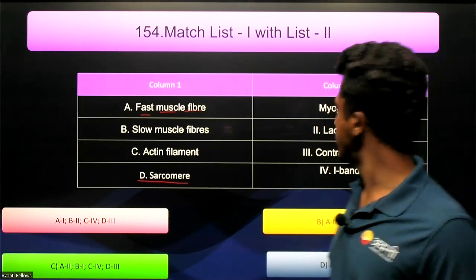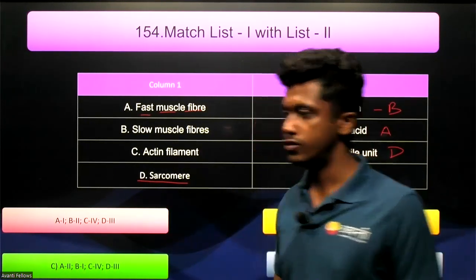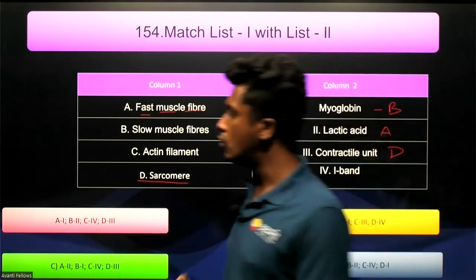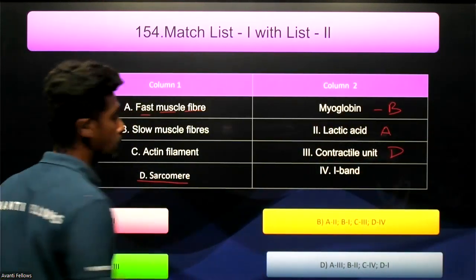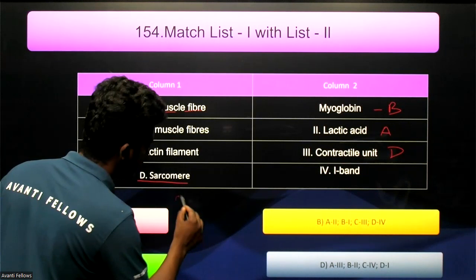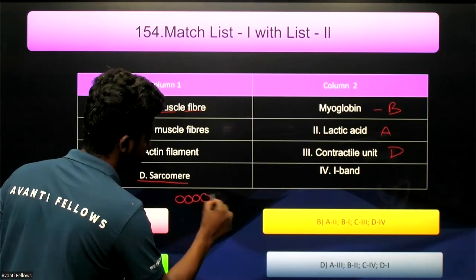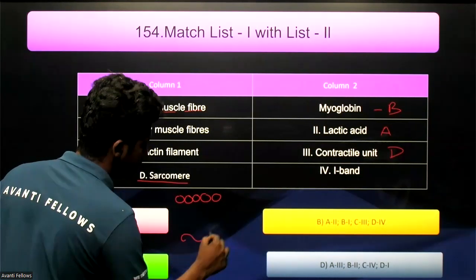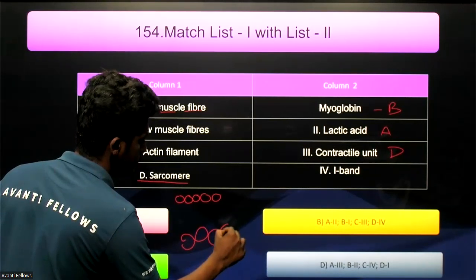And finally, we have our actin filaments. So we know that we have two filaments: actin and myosin filaments. Actin is represented something like this, right? And then myosin is something like this.